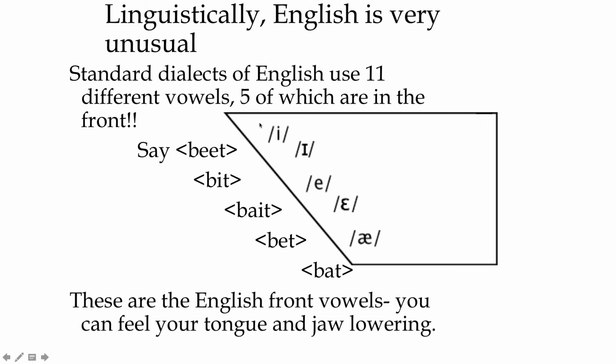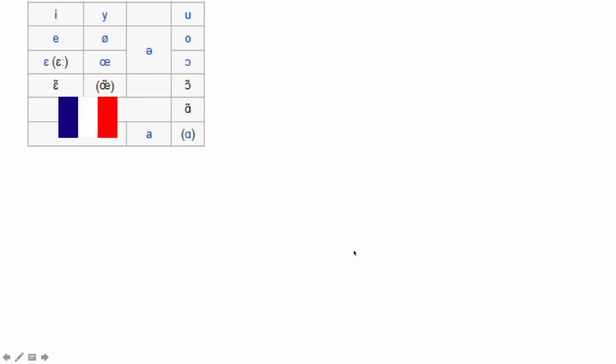The E is a high vowel. It's also called a closed vowel. And then A is a low vowel or open because your jaw is all the way open by then. It's all the way lowered. So that's kind of the English vowel space, but other languages have different ones.